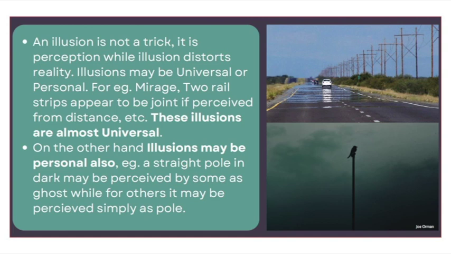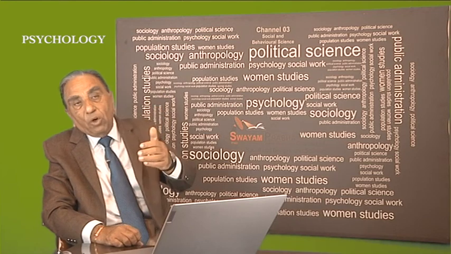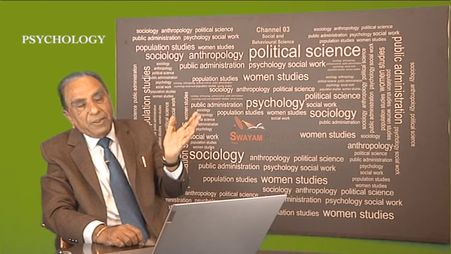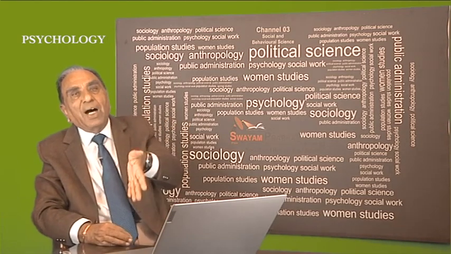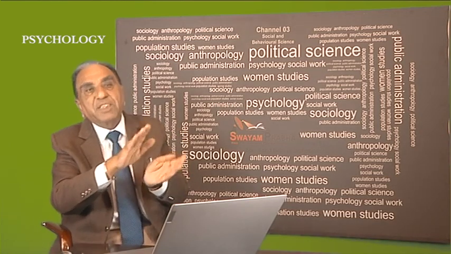For example, a straight pole in the dark may be perceived by some as a ghost, while for others it may be perceived simply as a pole. Suppose there is a rock pillar, and it is very dark, there is no light. Some people say it is a ghost, some say it is an electrical pole, or a piece of rock. It varies from person to person.